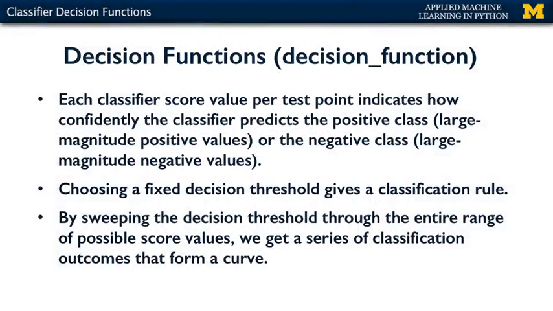Many classifiers in scikit-learn can provide information about the uncertainty associated with a particular prediction, either by using the decision function method or the predict_proba method. When given a set of test points, the decision function method provides for each one a classifier score value that indicates how confidently the classifier predicts the positive class. So there will be large magnitude positive scores for those points. Or if it predicts a negative class, there'll be large magnitude negative scores for negative points.